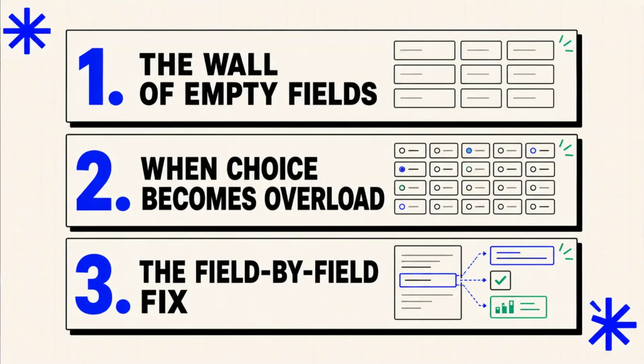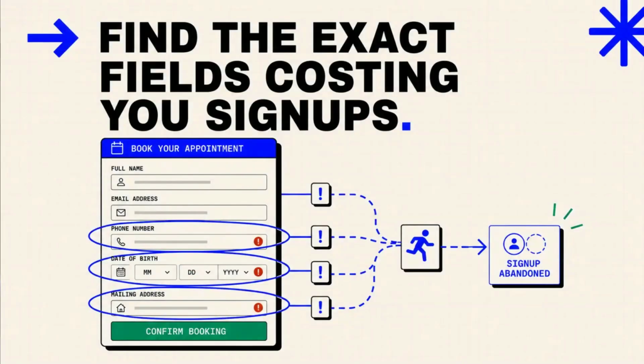Then 3, the strategy that fixes all of this, and a field by field teardown, looking at the screen to the left and the screen to the right, and what you need to do to make yours more and more like that. By the end of this video, you'll be able to open your own app, look at any form in it, and point to the exact fields that are costing you signups.